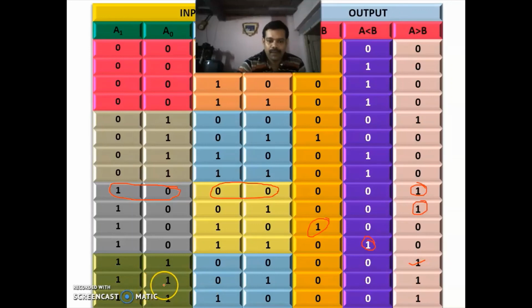Then 1, 1 with 0, 1. A is 3 and B is 1. Again A greater than B. Then 1, 1 with 1, 0. A is 3, B is 2. Again A greater than B. Then 1, 1 with 1, 1. A equal to B. So you'll be putting 1 in the place of A equal to B.